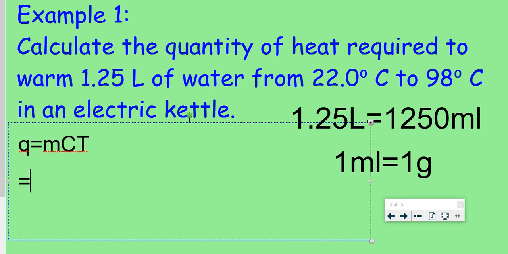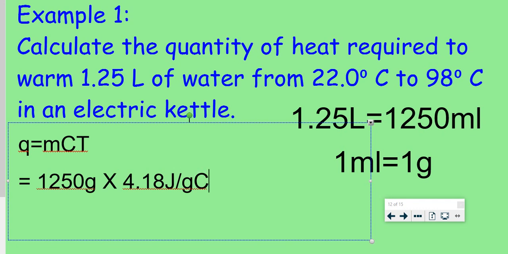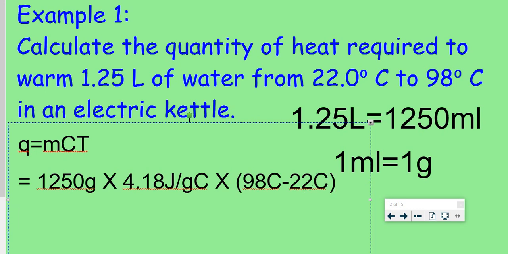If we have 1.25 liters, we have 1,250 milliliters of water, which will give us 1,250 grams of water times a specific heat capacity, which is 4.18 joules per gram per degree Celsius. There should be a degree sign there. There isn't, so just make note that there isn't, only because I'm typing this out, but you should have it when you write your answers. Times 98, also degree should be degree Celsius, minus 22 degrees Celsius.